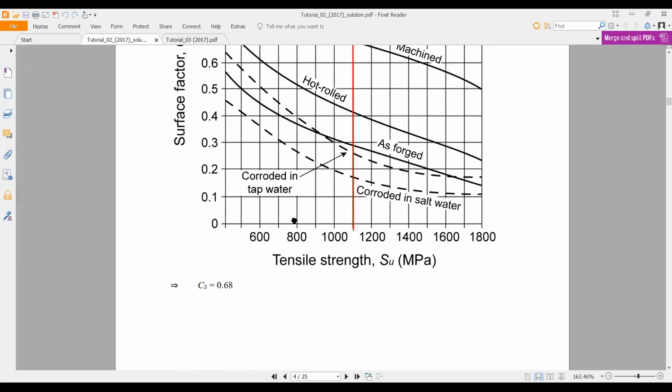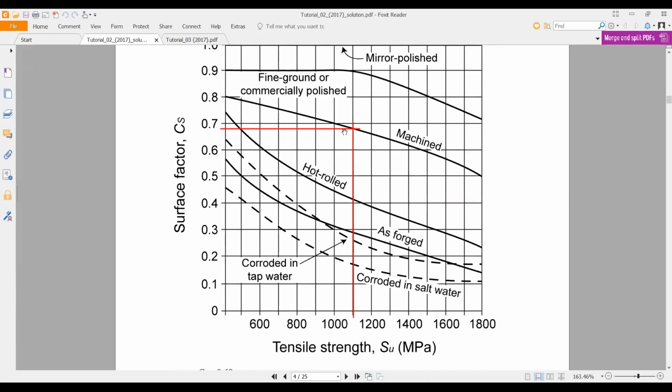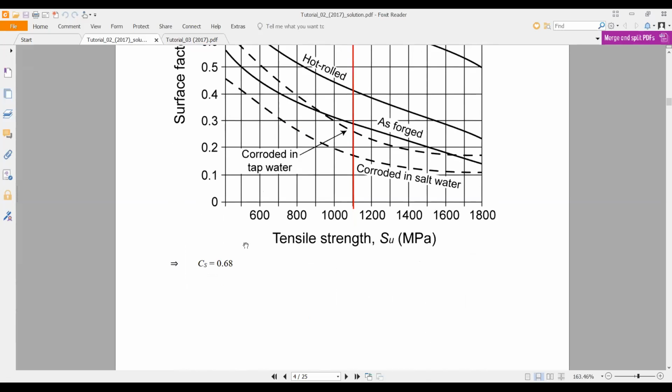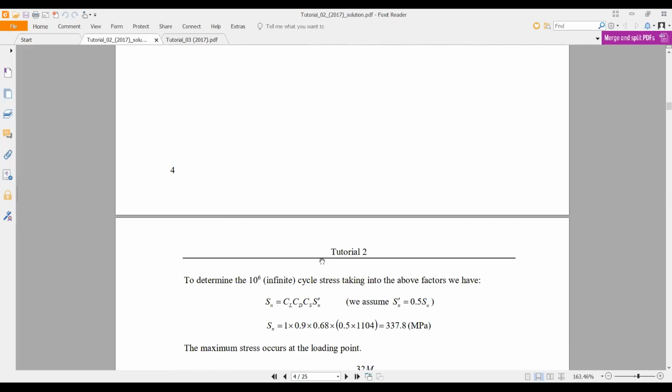Okay. So CS again, I need to mention in here, get the reasonable value. So don't get the value close to 0.6. It should be reached close to 0.7. Okay. And CS value.